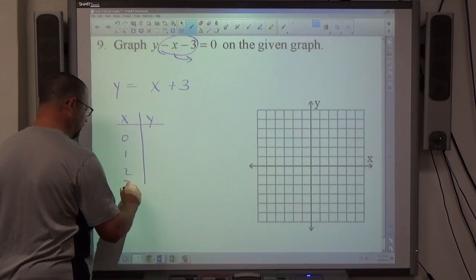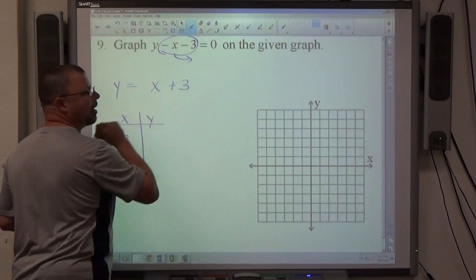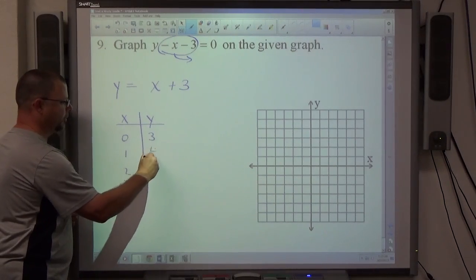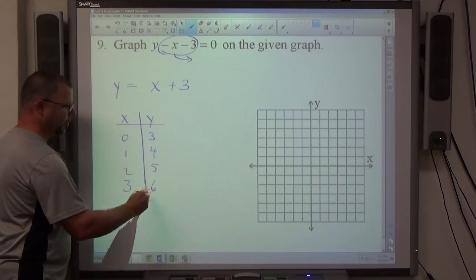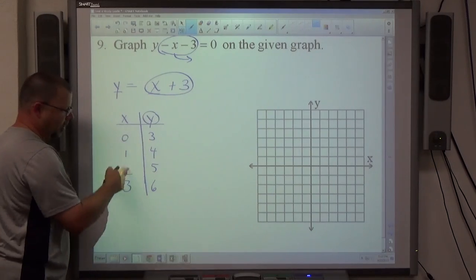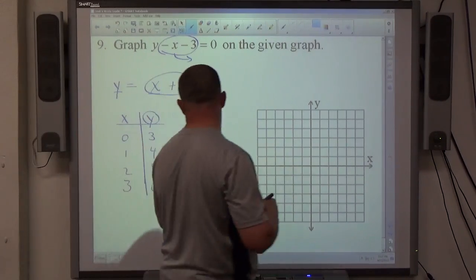0, 1, 2, 3. Y equals whatever x is plus 3. Here's whatever x is. 0 plus 3 is 3, 1 plus 3 is 4, 2 plus 3 is 5, 3 plus 3 is 6. Y equals x plus 3. Take these x's, add 3's, and you get the answer.